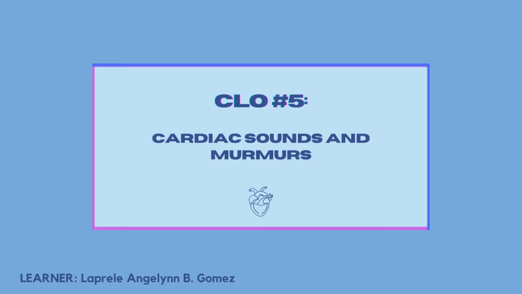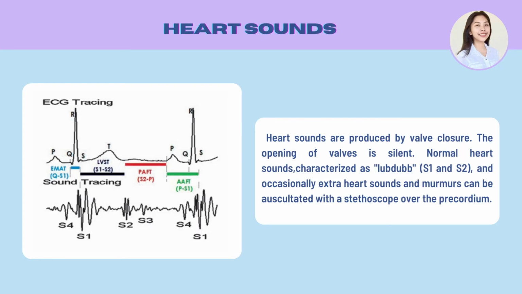For the fifth course learning outcome, we have cardiac sounds and murmurs. Heart sounds are produced by valve closure. The opening of valves is silent. Normal heart sounds are characterized as lub-dub, or S1 and S2, and occasionally extra heart sounds and murmurs can be auscultated with a stethoscope over the precordium.